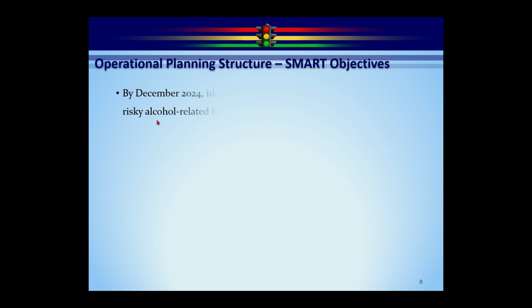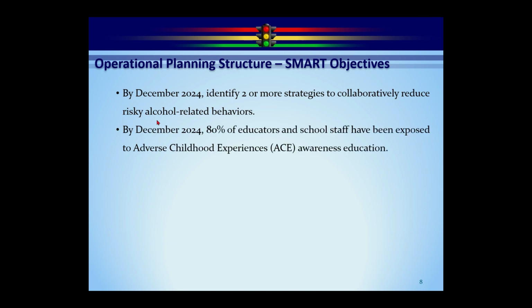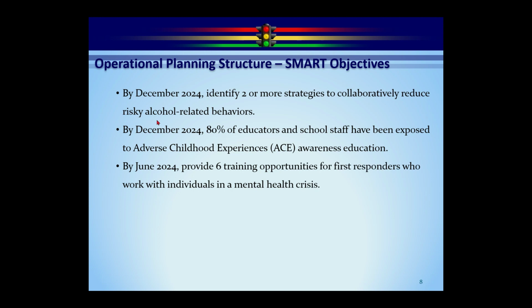So here's some examples. By December 2024, our time-based, identify 2 or more strategies, so that's our measurable point, strategies to collaboratively reduce risky alcohol-related behaviors, the specific part. So that is a SMART objective. Here's some other examples. By December 2024, 80% of educators and school staff have been exposed to ACE awareness education. By June of 2024, provide 6 training opportunities for first responders who work with individuals in a mental health crisis.